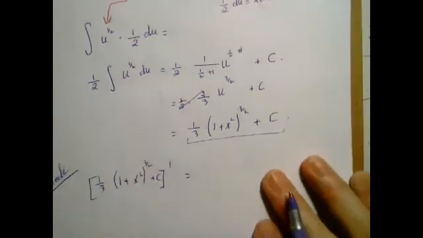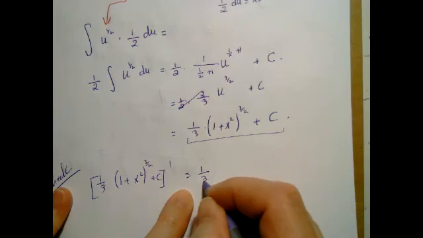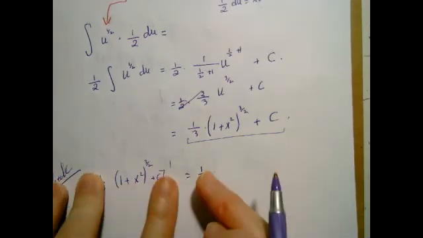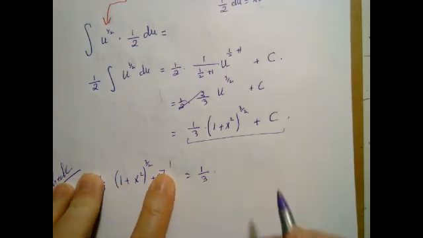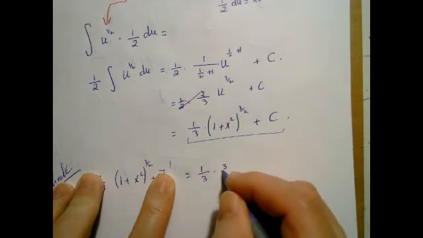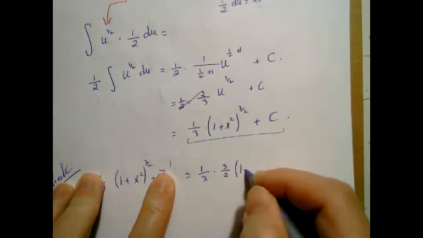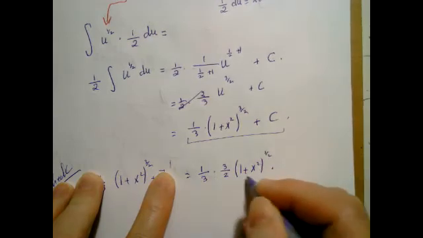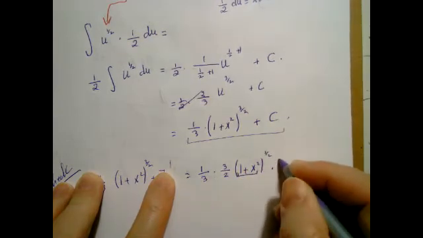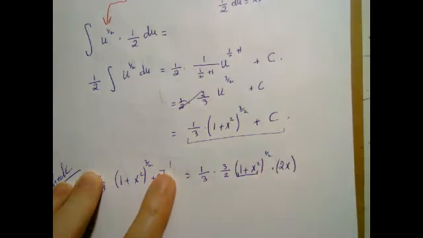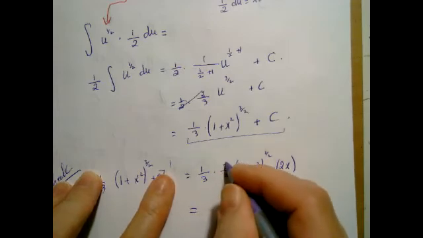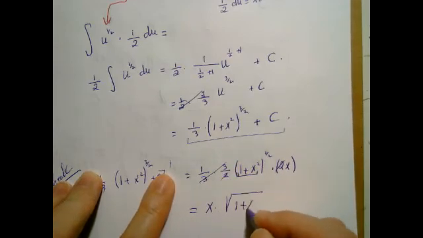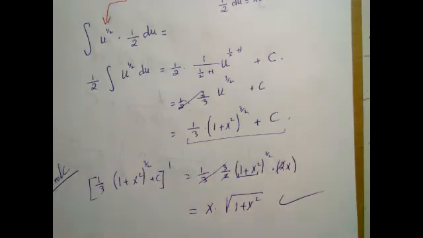Let's see, what do we get? 1/3 is a constant. The derivative of (1 plus x squared) to the power 3/2, chain rule. It's the derivative of the outside, which is 3/2 times (1 plus x squared) to the 3/2 minus 1, times the derivative of the inside, which is 2x. So the 3's cancel, the 2 cancels, and I end up with exactly what we started with.